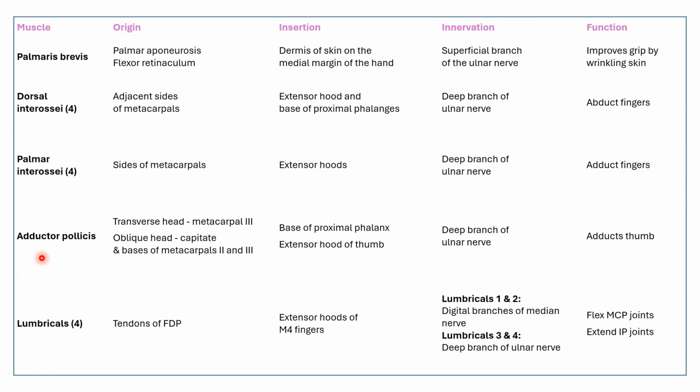Next muscle is adductor pollicis. It has two heads, transverse head and oblique head. Transverse head originates from the third metacarpal, oblique head originates from the capitate and base of second and third metacarpal, and inserts to the base of proximal phalanx and extensor hood of thumb. Innervated by the deep branch of the ulnar nerve. Function is to adduct the thumb.